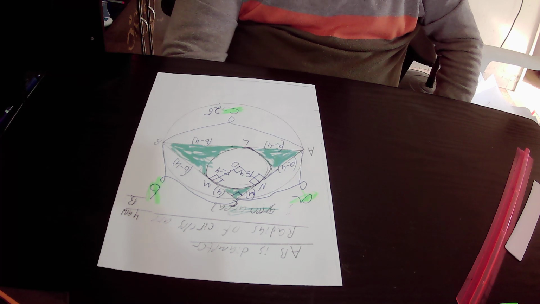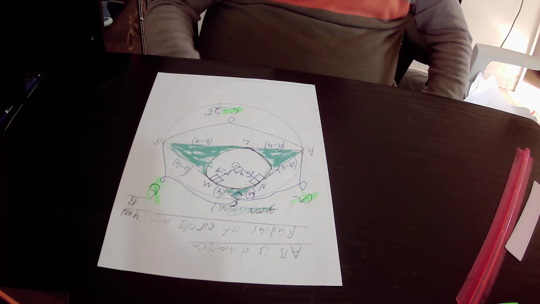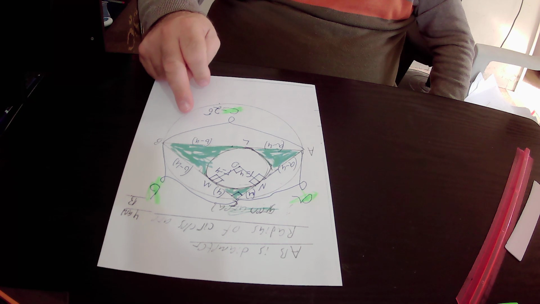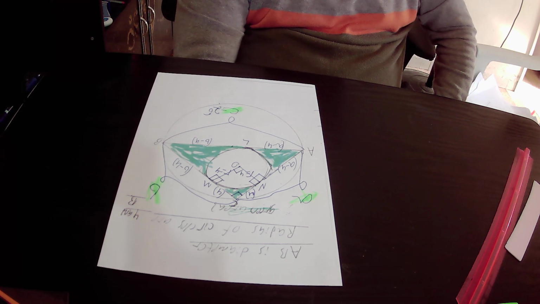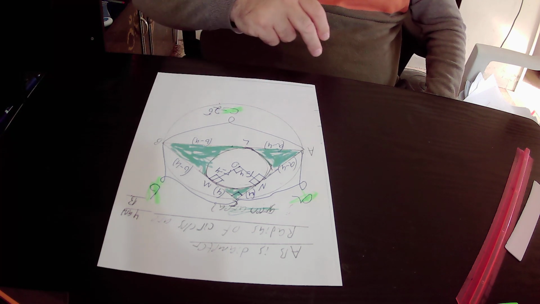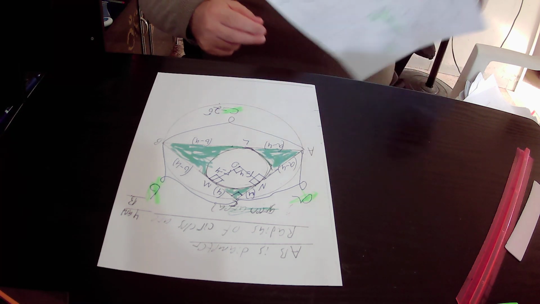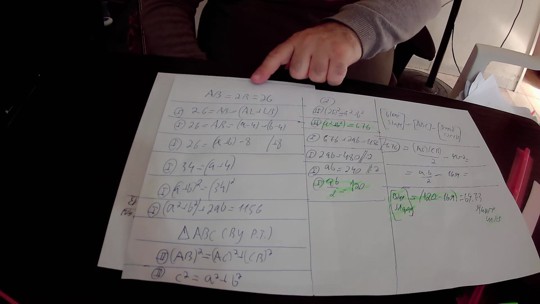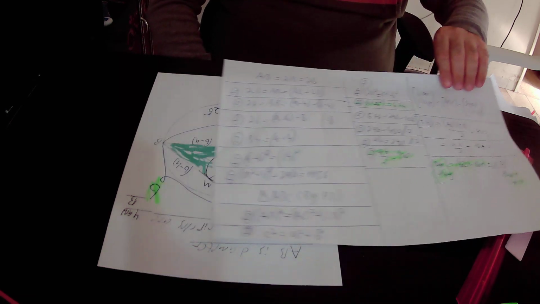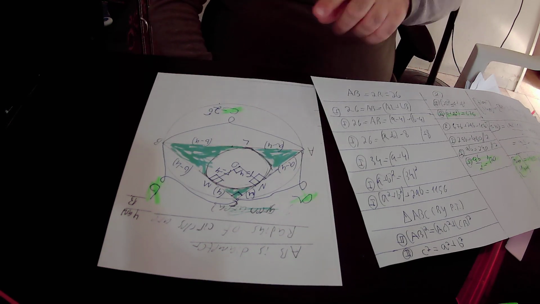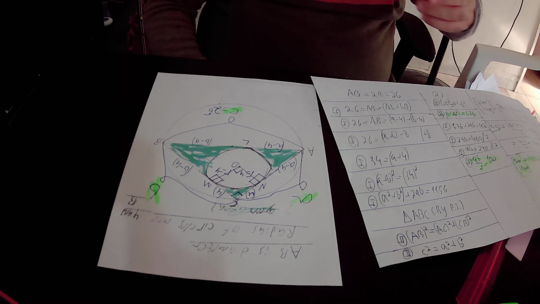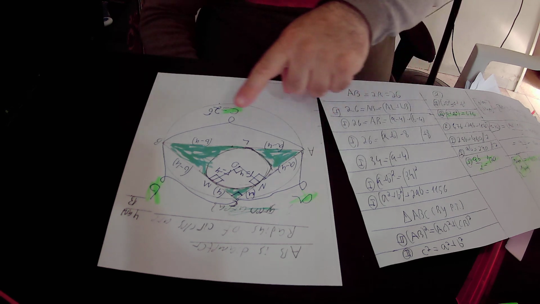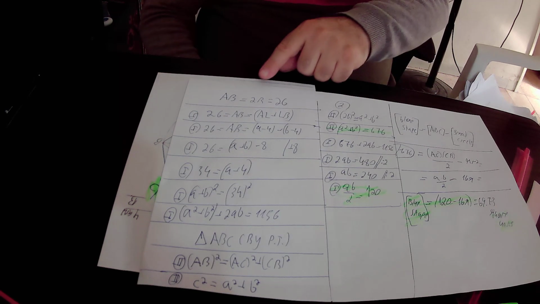So actually, the diameter of the big circle is AB, and the diameter of any circle is twice as long as the radius. So if the radius of the big circle equals capital R, then the diameter must be equal to 2R. So AB equals 2R, but the radius of the big circle equals 13 units. So 2 times 13 is 26. So here the diameter AB equals 26 units.